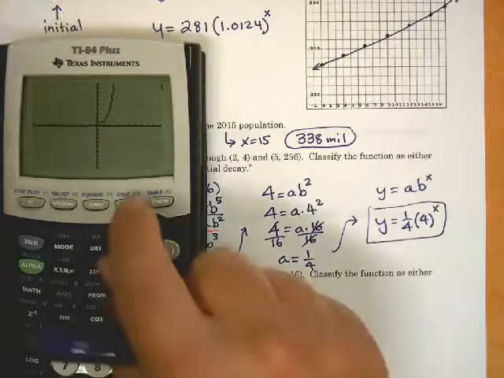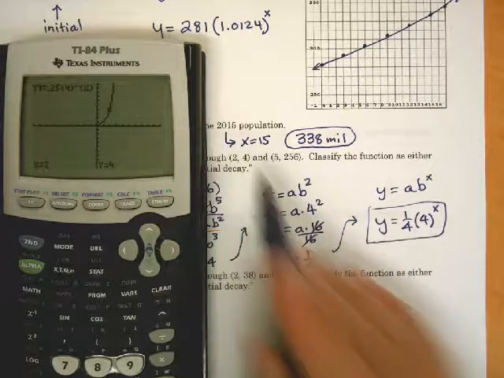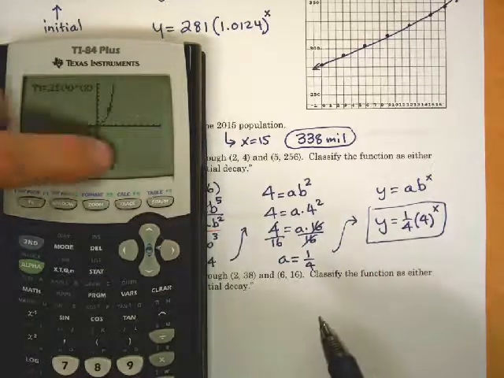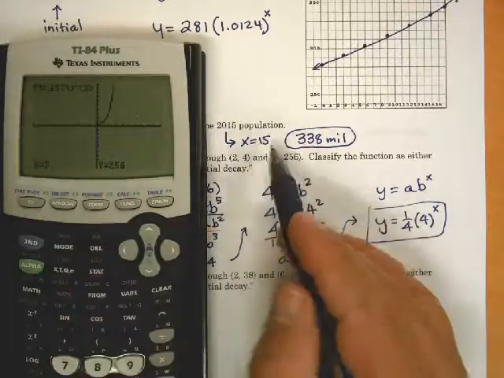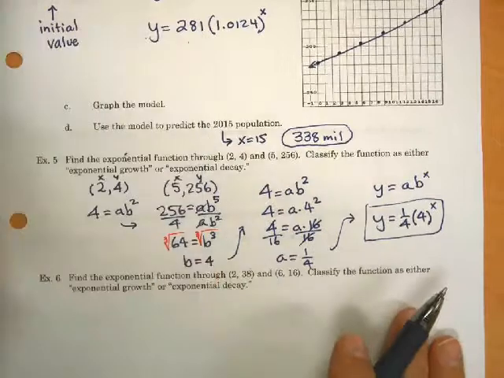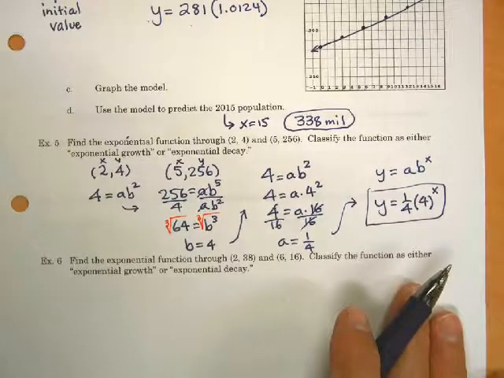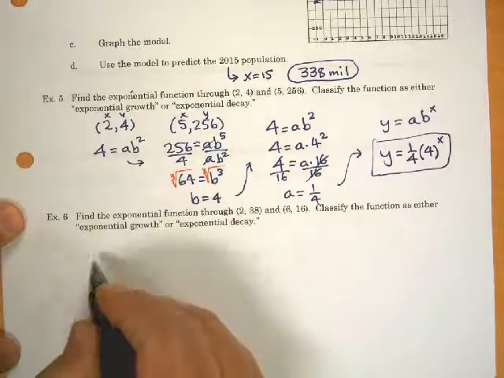Now touch the trace key and hit 2, enter, and you'll see that 2, 4 worked out just fine. 2, 4. And then 5, enter, and you're going to see 256 is also on the graph. So we have confirmation that that's the right answer. Okay, we're going to do it again with some less than convenient numbers here. 238.